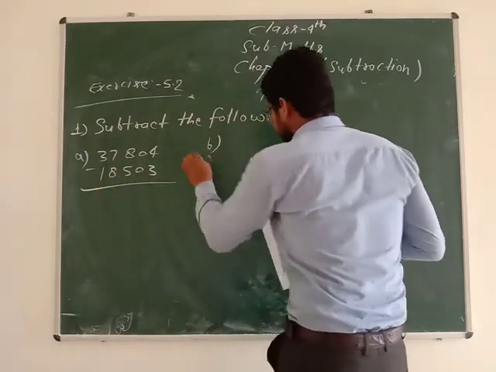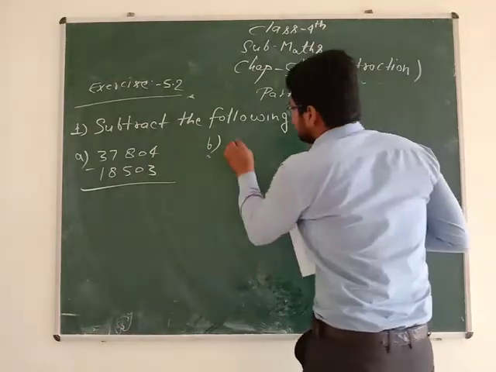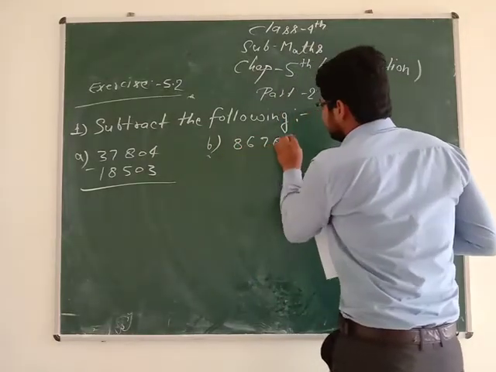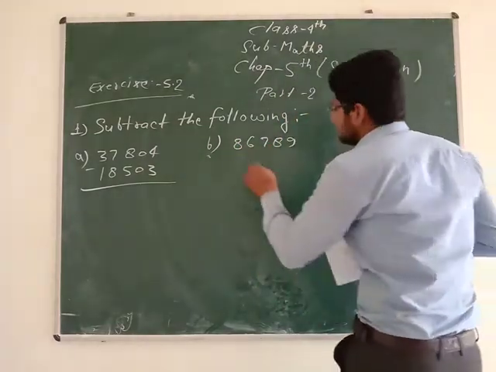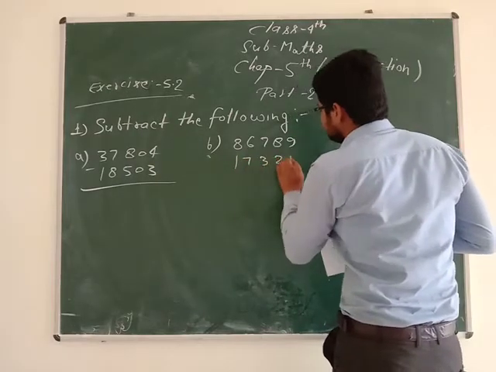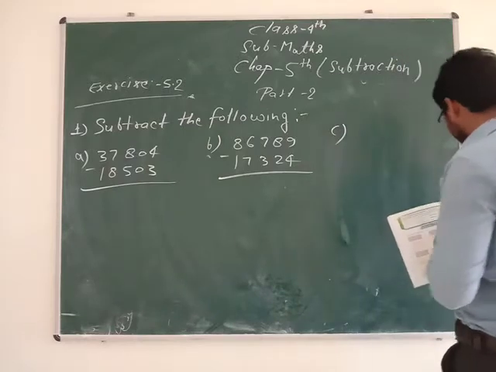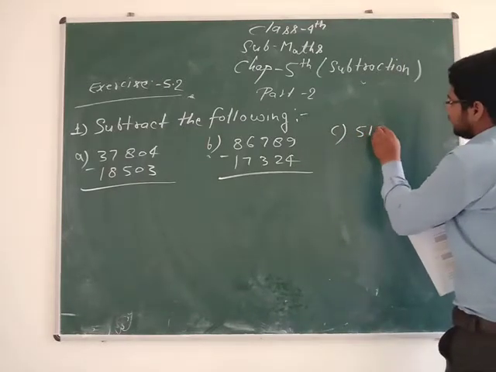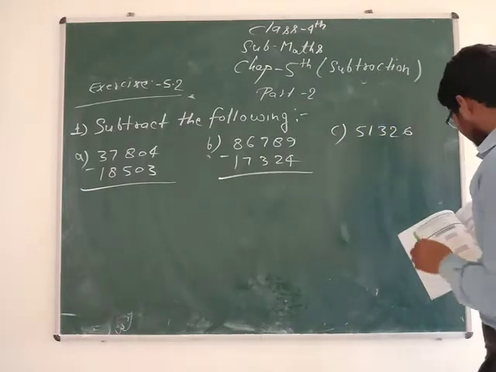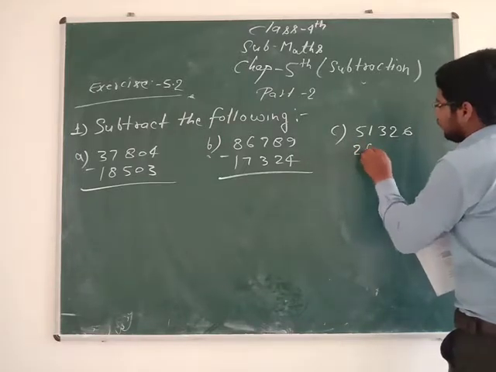Question number B, 86,789 minus 17,324. Question number C, 51,326 minus 26,105.